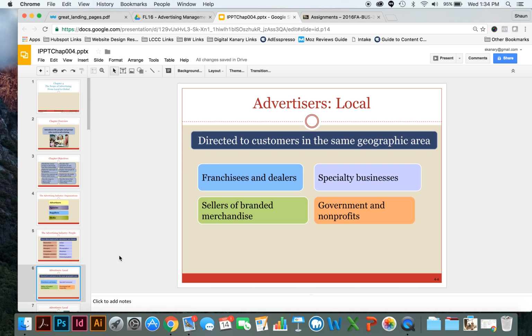Advertisers in a local market direct ads to customers in the same geographic area. You have franchisees and dealers, such as car dealerships, and franchisees such as Pizza Hut, McDonald's, Chipotle. You have specialty businesses. Specialty businesses include law firms, stores, shoe stores, things like that. Sellers of branded merchandise: you have individual stores that sell branded merchandise, such as the Indian store or anything like that. You also have governments and nonprofits. These are all types of businesses that work with advertisers.